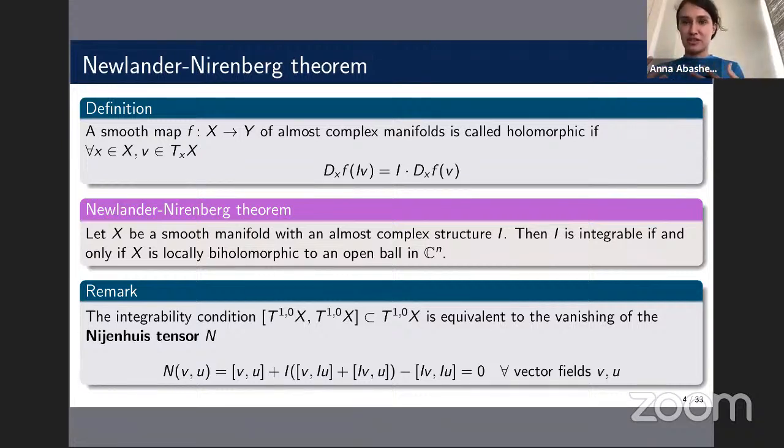What does this condition mean geometrically? There exists a basic result about complex manifolds, the Newlander-Nirenberg theorem, which says that an almost complex structure on a manifold is integrable if and only if the manifold locally looks like an open ball in C^n. In precise terms, that means that for every point there exists a neighborhood which is biholomorphic to an open ball in C^n, or there exists a chart of holomorphic coordinates near every point. And also, I'd like to add that the integrability condition can be formulated algebraically as the vanishing of the so-called Nijenhuis tensor. It's written down on the slide. Of course, you don't need to remember the formula, but you just need to know that it exists.